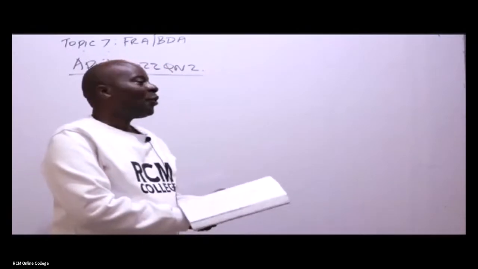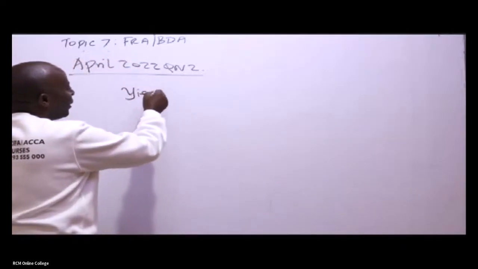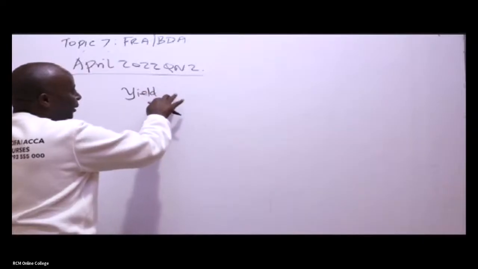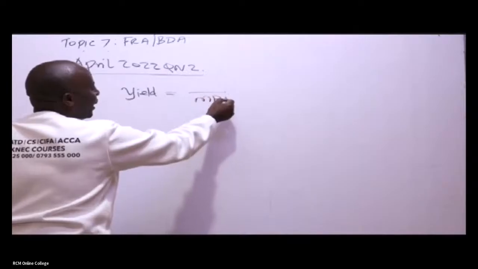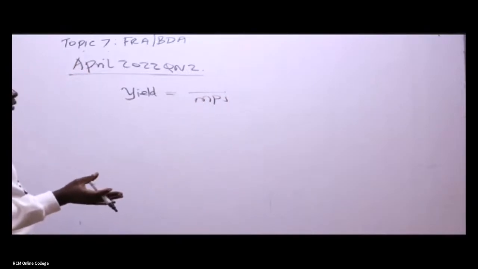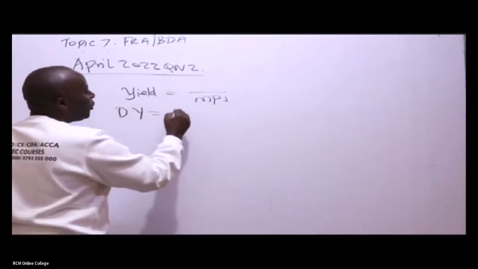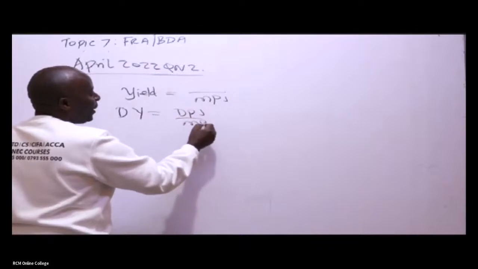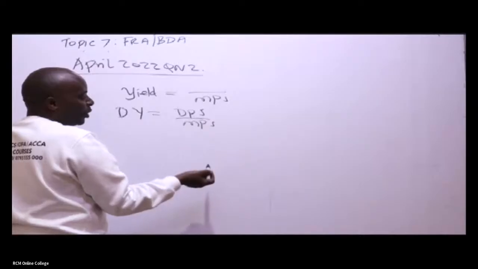I like this. Whenever you hear of anything called yield, know that at the base we have market price per share. So if they talk about dividend yield, then it will be DPS over MPS. Very easy. Dividend per share over market price per share.